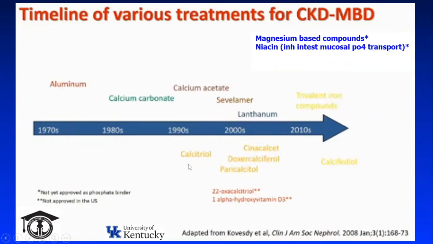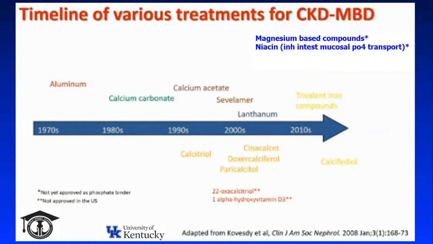The vitamin D analogs and vitamin D receptor activators, and the active form of vitamin D, as you can see here, were introduced in the mid-1990s with calcitriol and alfacalcidol. Then in 2000, there was the introduction of paricalcitol and doxercalciferol, Zemplar and Hectorol. Then in the mid-2000s, the introduction of calcium sensing receptor agonists that suppress PTH release. Cinacalcet was a breakthrough.